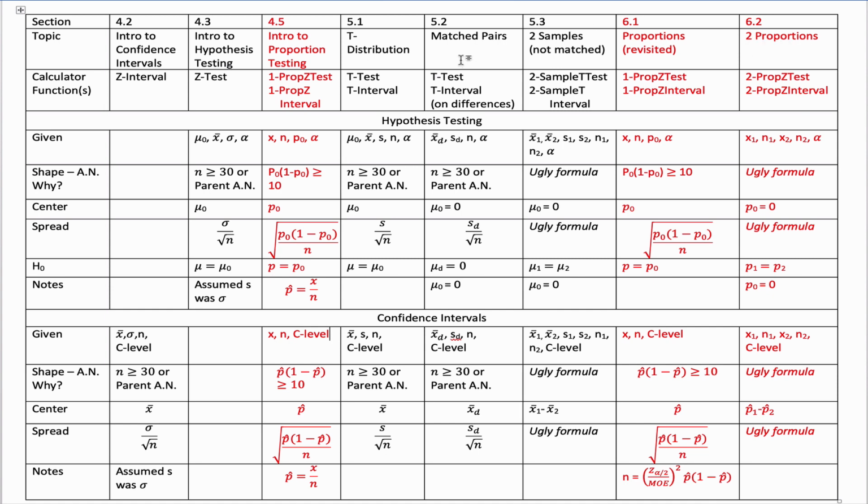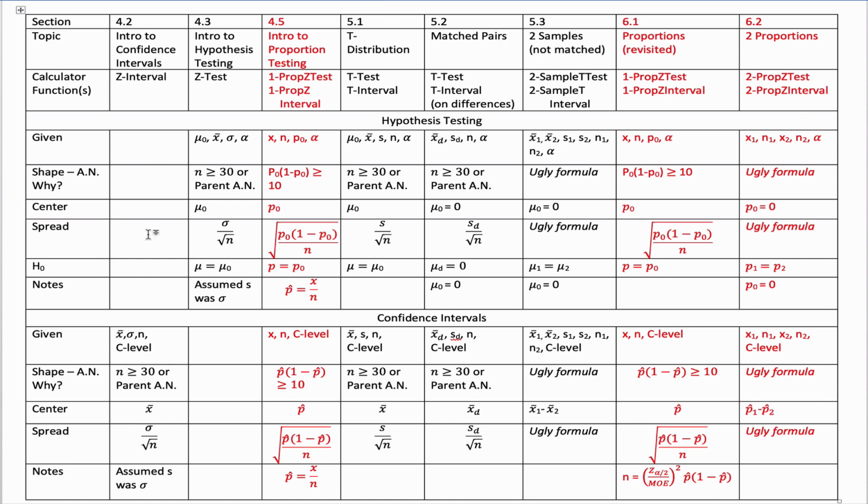And what I want to comment color-wise, the red one is when we're dealing with proportions. The black ones are when we're dealing with means. And what I figured I'd do is just kind of take you through this chart, and maybe this works as a huge review of everything that we've done. So where this all began was back in 4.2 when we were first introduced to what were called confidence intervals.